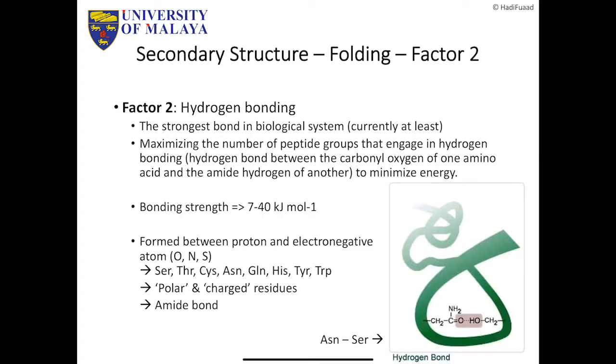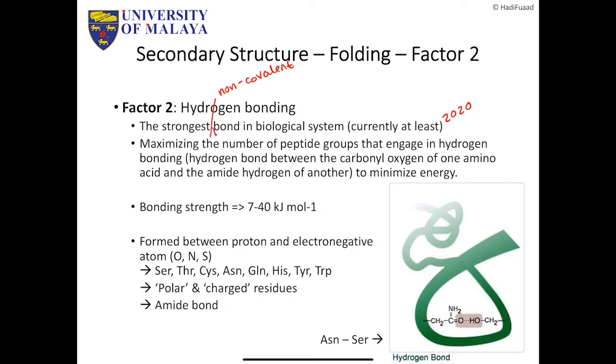Okay, factor number two, hydrogen bonding. The strongest bond in a biological system, currently at least as of 2020, is still the strongest non-covalent bond in a biological system, because you do have covalent bonds. You do have a disulfide bond, which is a covalent bond and is stronger than a hydrogen bond. But in terms of non-covalent bonding, the hydrogen bond is the strongest in a biological system.